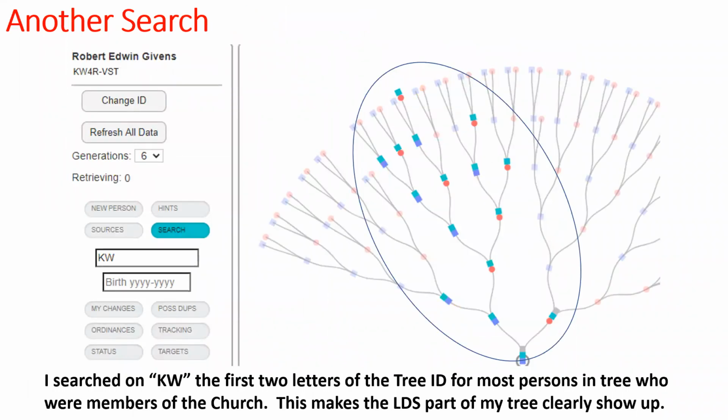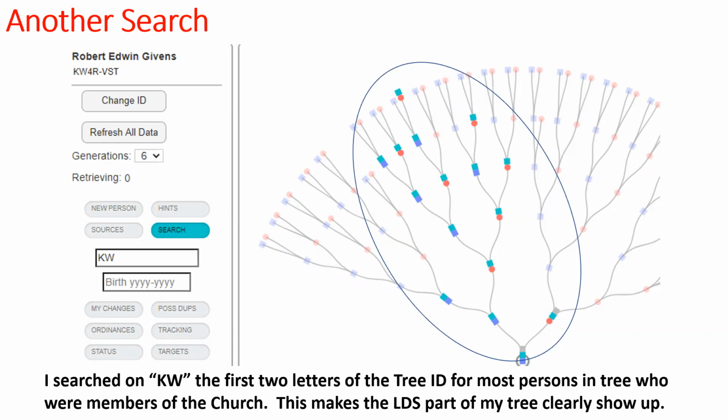Okay, another search. I'm doing a different search this time. One that's kind of interesting for those of us that have ancestors in the church. When they created Family Tree, or actually when they created New Dot Family Search before Family Tree, when they brought in the original church membership records, they were assigned, because it just happened to be the random numbers that were being attached to things that day, KW at the beginning of our IDs.